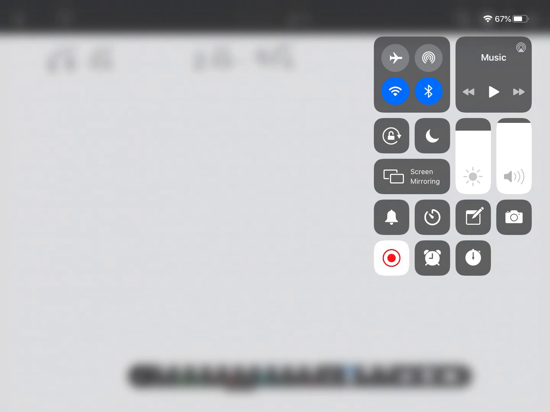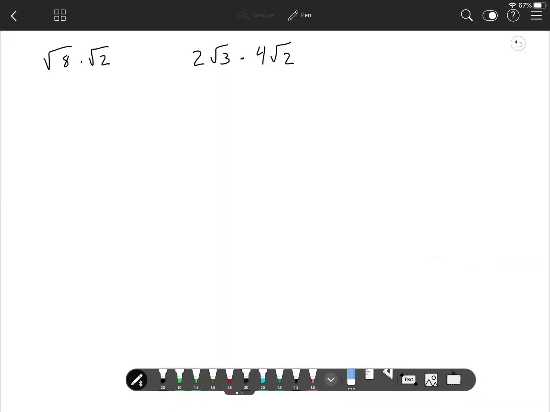And we're going to look at adding, subtracting, multiplying, and maybe even dividing square roots. So let's get started. We have square root of 8 times square root of 2. We're multiplying here. I guess the big question is, is that the same as square root of 16?